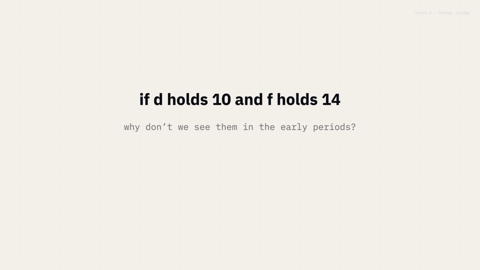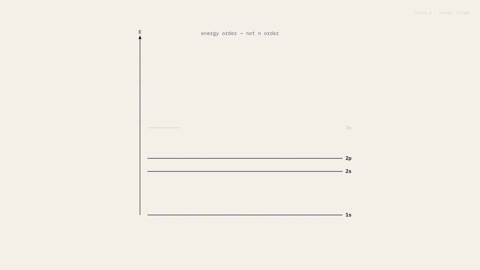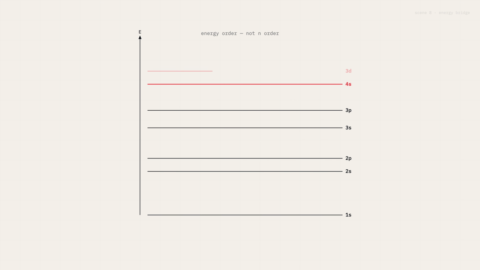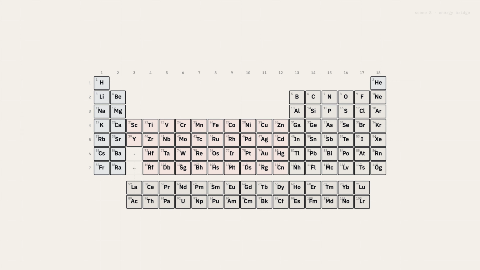Okay, but here's a question. If D holds 10 and F holds 14, why don't we see them in the early periods? Because shells aren't actually filled in number order. They're filled in energy order. And it turns out 4S sits a little lower than 3D, so 4S fills first. That's why D only shows up in period 4, and F sits even higher. It doesn't show up until period 6. That's why the table grows wider as you go down. Deeper subshells keep opening up.